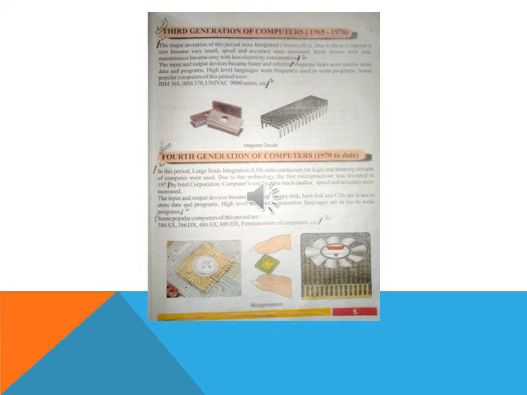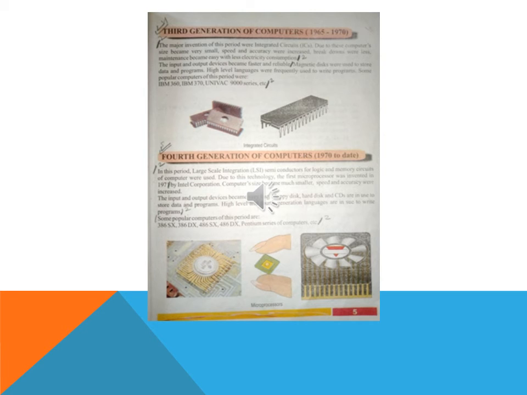Computer size became much smaller, speed and accuracy increased, and the input and output devices became very fast. The mouse and GUI, graphical user interface, were introduced in this generation, so pointing devices were also used as input devices. The keyboard and display screen were already used from the third generation. Floppy disk, hard disk and CDs are used to store data and programs. High level and fourth generation languages are in use to write programs.